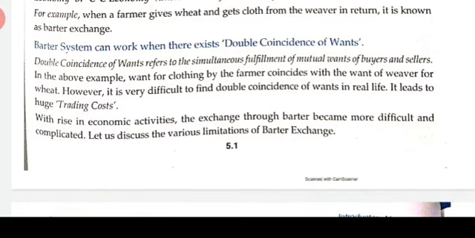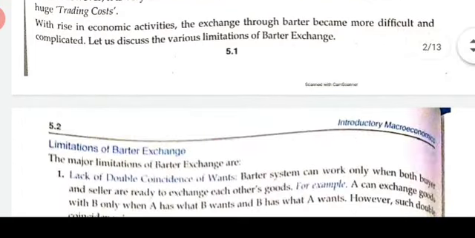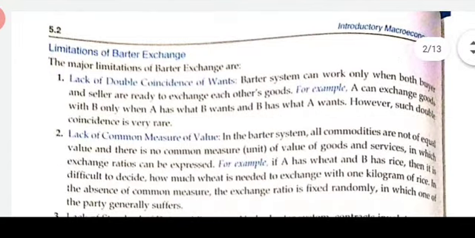Because of the various limitations the barter system had, there was the invention of money. This system was replaced by monetary exchange. Because this system had various limitations, we will discuss the limitations of barter exchange one by one.